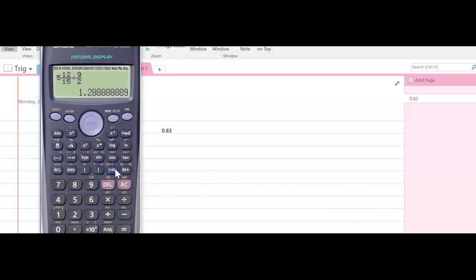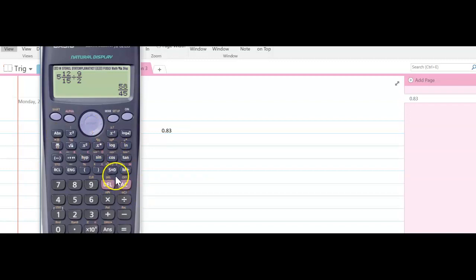58/45. There's your decimal value, 1.3 to 1 decimal place. Or if you press Shift SD, there is your mixed answer, 1 whole and 13/45. If I want to flip it back, just press SD again.